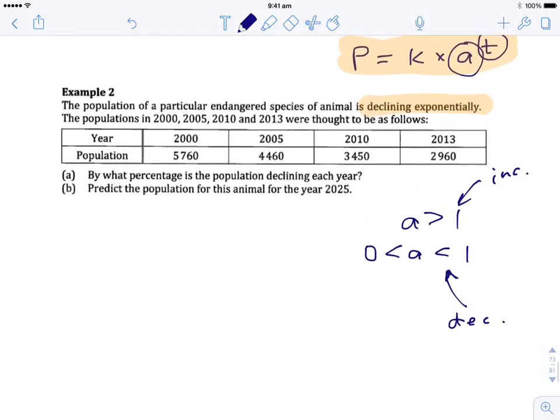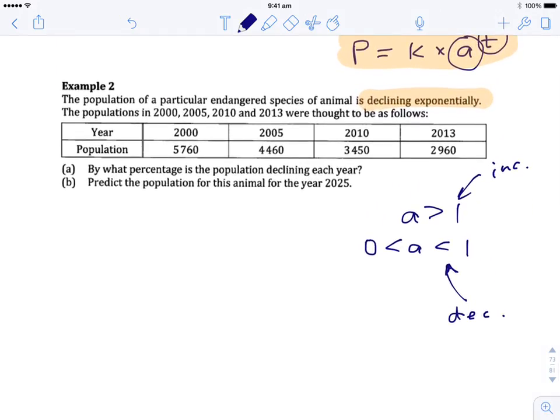So let's answer this question here. We've got the populations from 2000, 2005, 2010, 2013, and we've measured those. By what percentage is the population declining each year? Now in the last video I was able to work out that percentage by comparing from year to year, but notice in this case that we've actually got a 5-year gap. So this is a little bit trickier to think about.